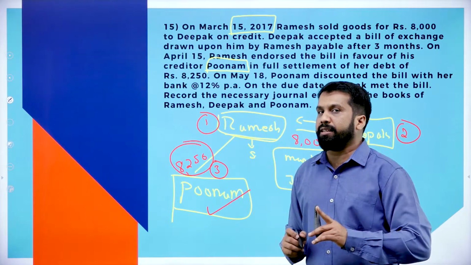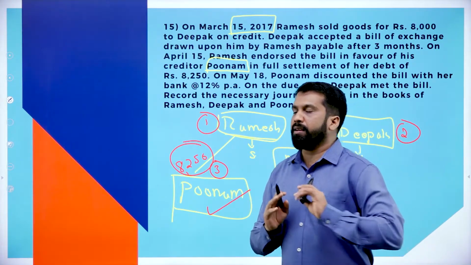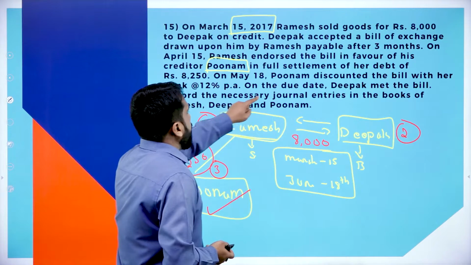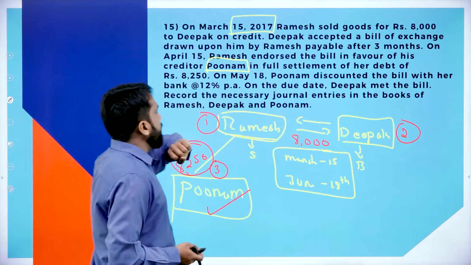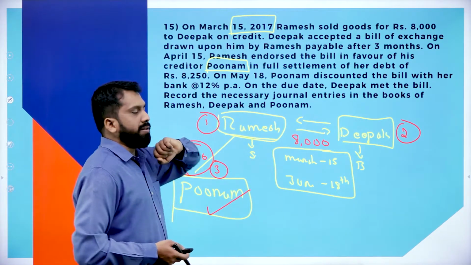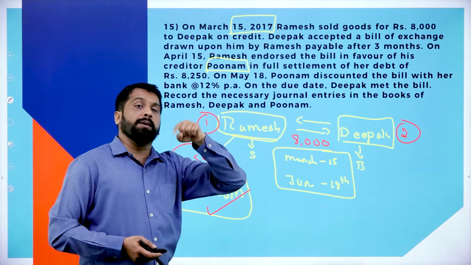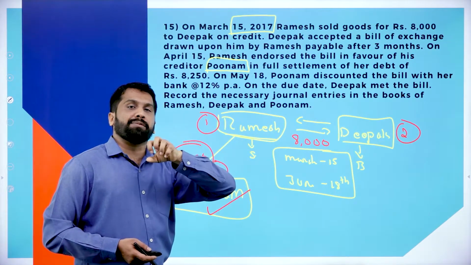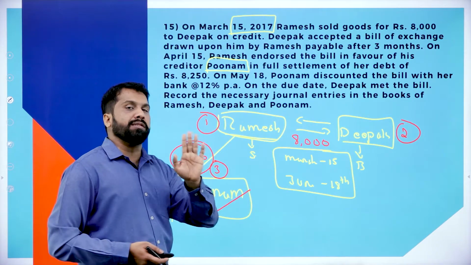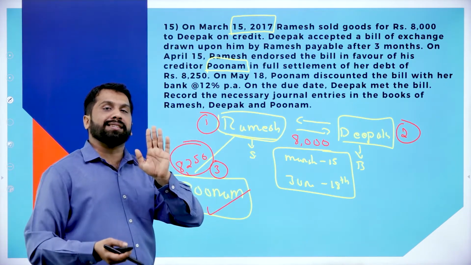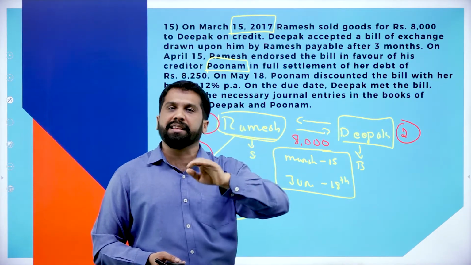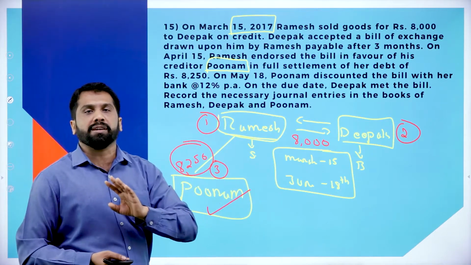Up to this, you are clear? Yes. Now, Poonam discounted the bill with the bank at 12%. What did Poonam do? Poonam went to the bank and got the 8,000 worth bill discounted. Poonam got less amount, but finally she got the amount.